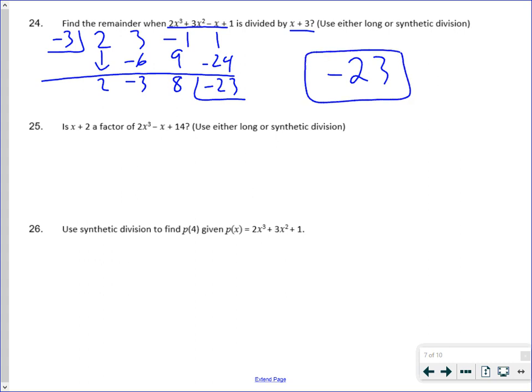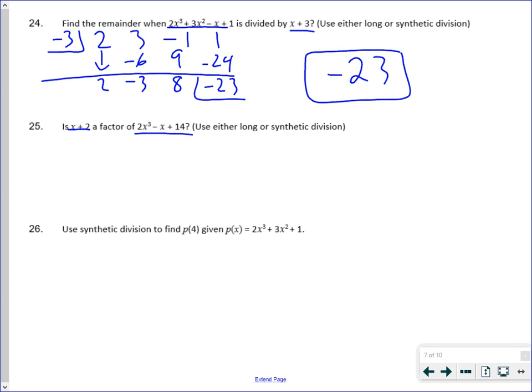Number 25: is x plus 2 a factor of 2x cubed minus x plus 14? We can use either long or synthetic division. Again, I'm going to use synthetic division. It's much easier. And remember, we're asking, is a certain term a factor of another polynomial? What that means is, when you divide 2x cubed minus x plus 14 by x plus 2, do you get a remainder of 0? Does it multiply into it evenly?